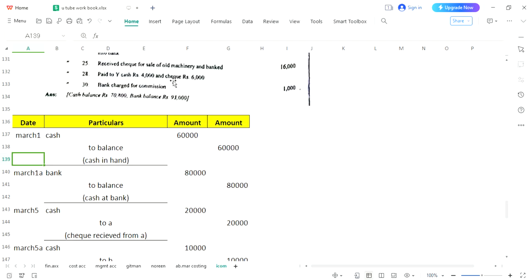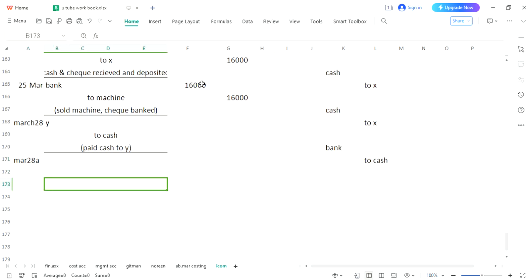Since there were two amounts, you have paid cash to Y, that was one part, Y to cash, and now you have given him a check. So what you will write? Paid to Y, or better to write check. Check is being paid to Y. This is our narration.